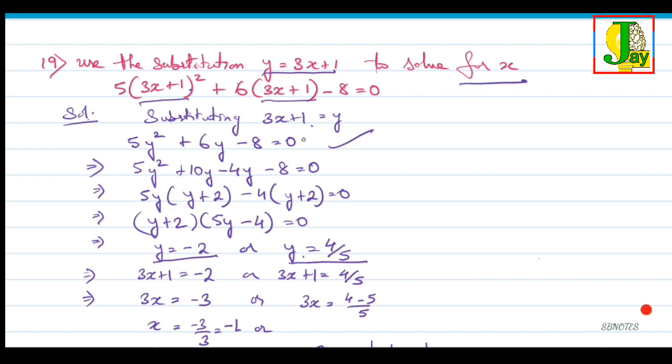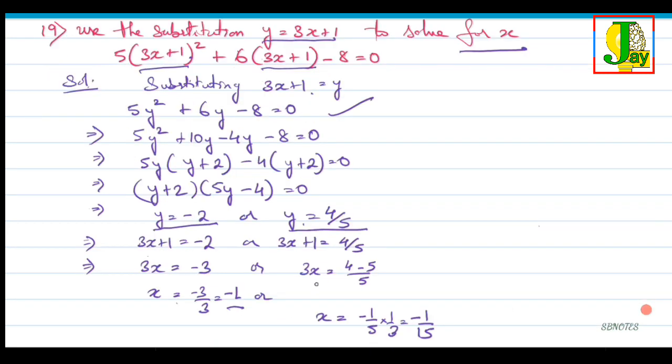So what is y? y is 3x plus 1, hence in place of y we put 3x plus 1, and from this we get x equals minus 1, and from the second part we get x equals minus 1 by 15. So these are the two values of x.